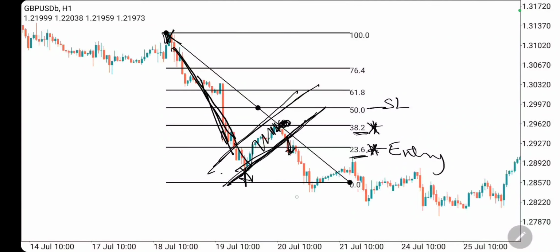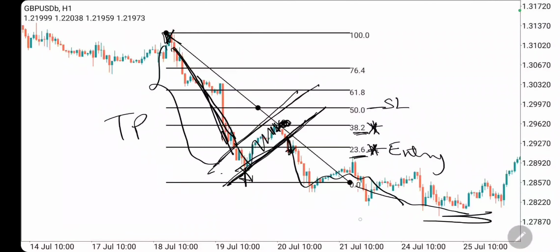Now my take profit should be approximately the size of the first leg, somewhere around here. All right, so this will be my take profit. So I hope this is clear. This is a wonderful strategy.